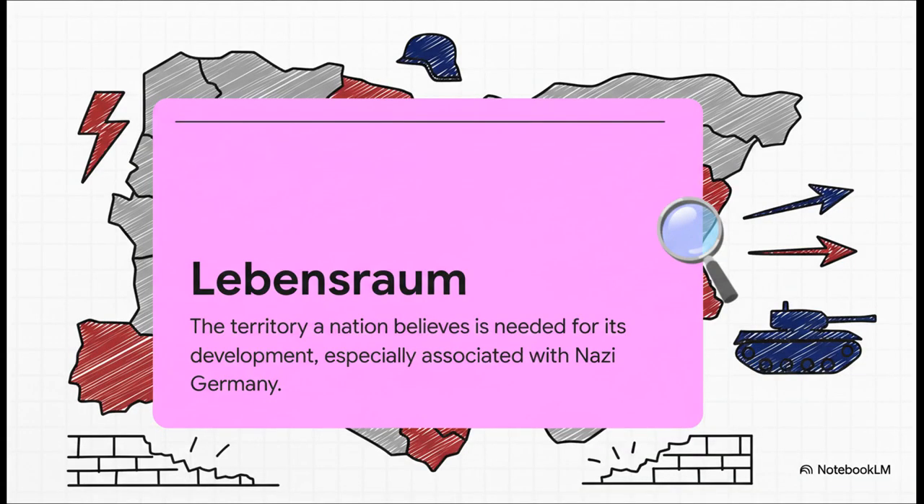Okay, let's start with a concept from column 1, Lebensraum. In simple terms, this was the Nazi idea that Germany needed more living space and that they had a right to take that space from other countries, especially in Eastern Europe. It's a perfect example of their ultra-nationalist ideology in action.